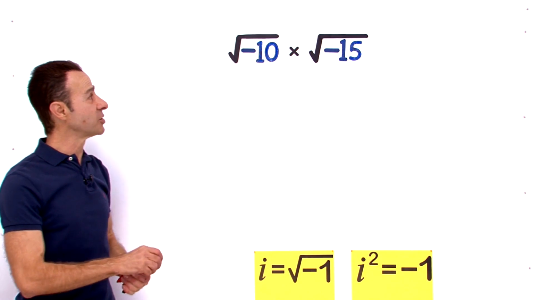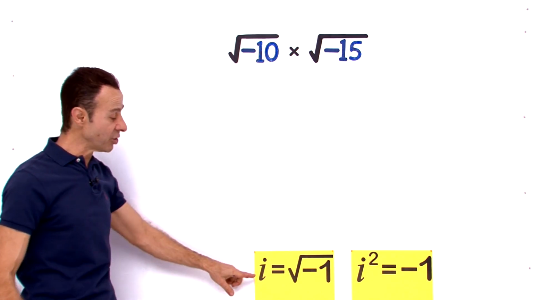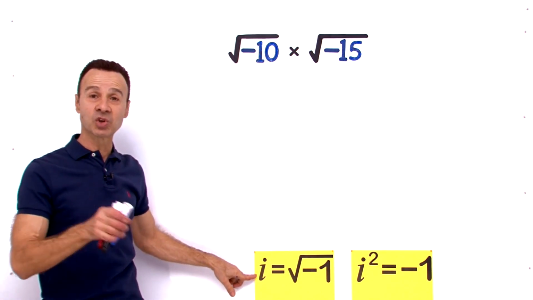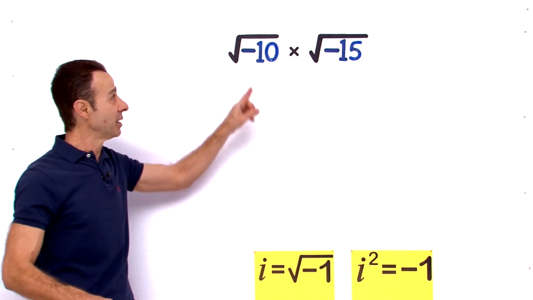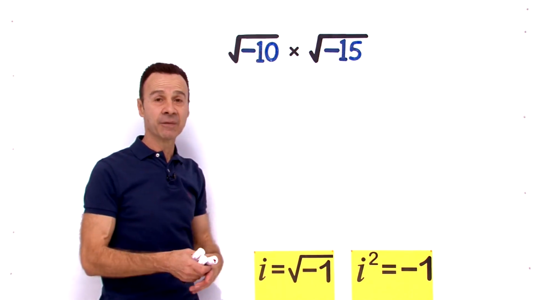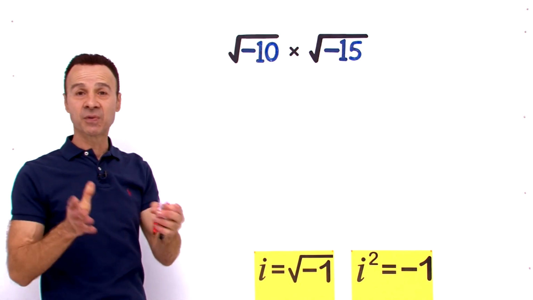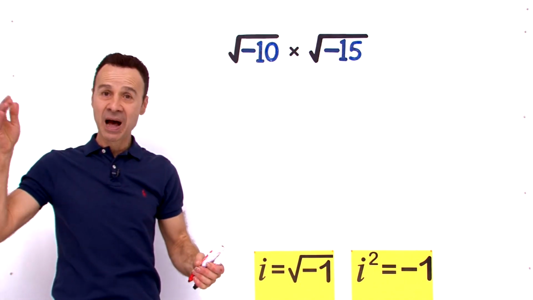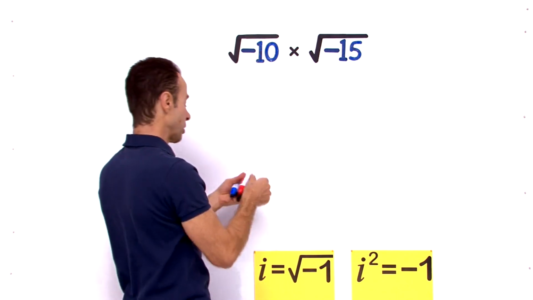Now, in order for us to do this, we've got to recognize that the imaginary unit i can be used to write the square root of any negative number, including negative 10 and negative 15. And we're going to use some techniques from surds and radicals, if you remember from other chapters. So this could be written down like this.